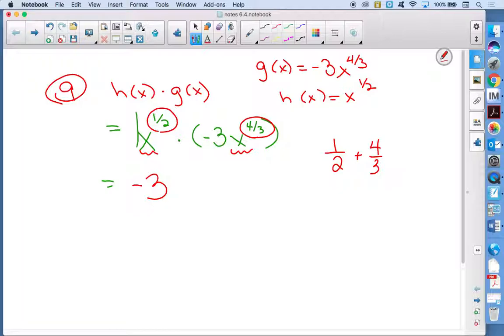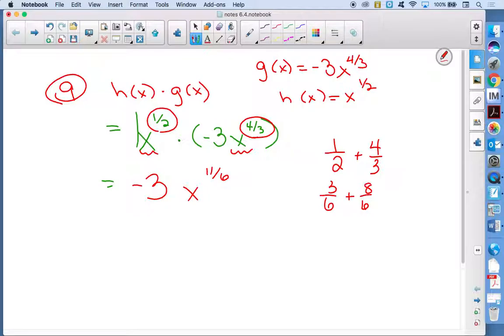But Alex, what would the common denominator be? 6. So 1/2 becomes 3/6. 4/3 is 8/6, and when you add those together, you get 11/6. So multiplying the 1 and the negative 3 makes negative 3, and then adding the exponents gives x to the 11/6. So negative 3 and then x to the 11/6. Questions?